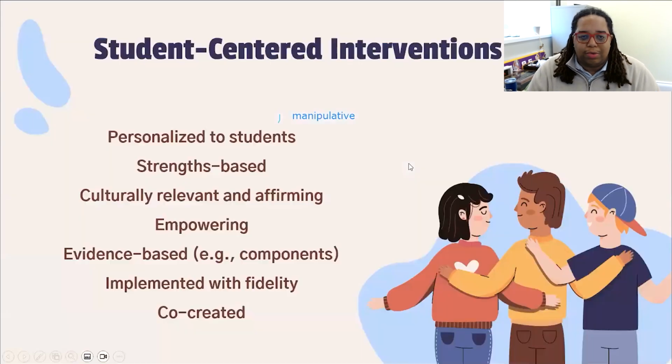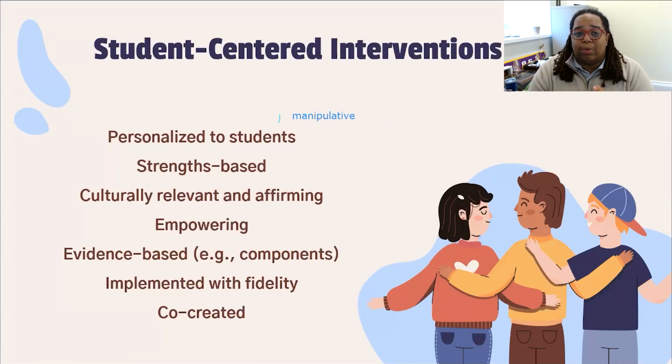All right, thank you all for your participation there. So thinking about student-centered interventions, right? Student-centered interventions are first going to be personalized to the students we're working with, right? So it can be as simple as if they love Spider-Man, let's slap a Spider-Man sticker on their behavioral report card or on their direct behavior rating form, right?